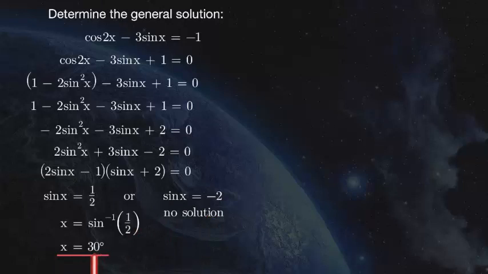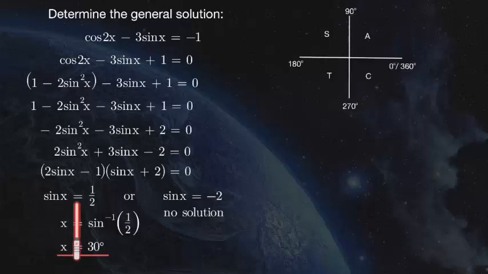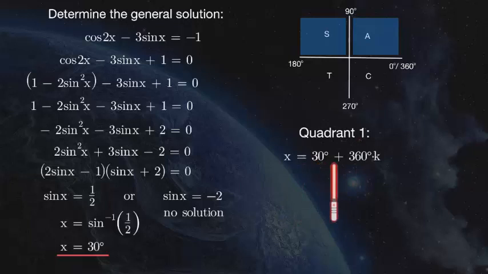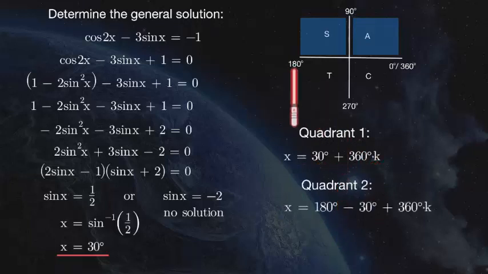So our job from here is we want to go and see in what quadrants we need to work. So sine x is equal to a positive ratio. We're working in quadrant 1 and in quadrant 2. So I write down quadrant 1, x is equal to 30 degrees plus 360 degrees times k, and in quadrant 2 we will take this critical point minus the reference angle, and we have 180 degrees minus the reference angle plus 360 degrees times k, which leaves us with 150 degrees plus 360 degrees times k.